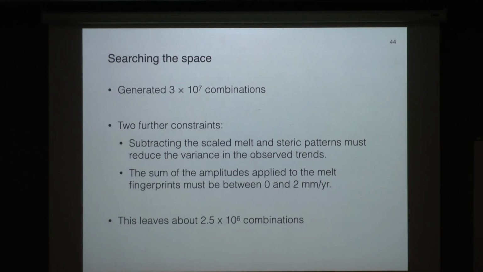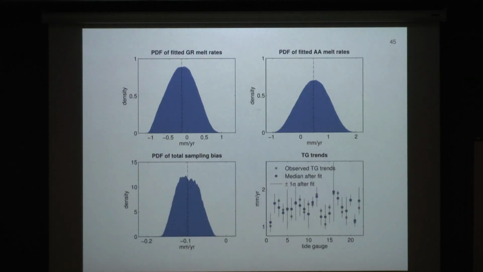I also imposed that the sum of the total melt fingerprints, the amplitudes of those melt fingerprints, must be between 0 and 2 millimeters per year. So I'm just assuming that there is some melting going on over the 20th century. I'm not saying where, but there is some melting, and I'm also saying it can't be unrealistically large either. And so when I do that, that leaves just 2.5 million of the 30 million combinations. And now I'll show you some results based on those 2.5 million combinations of patterns.